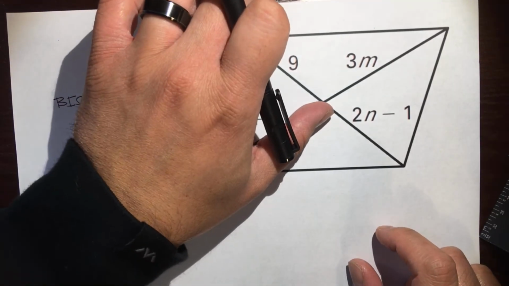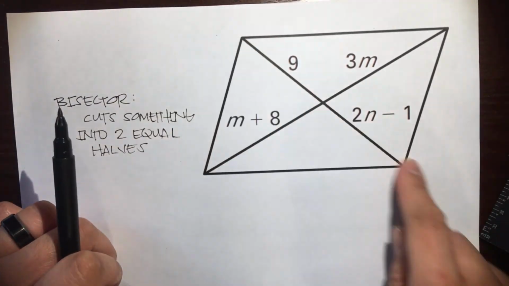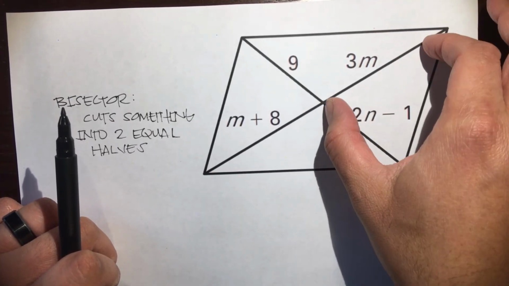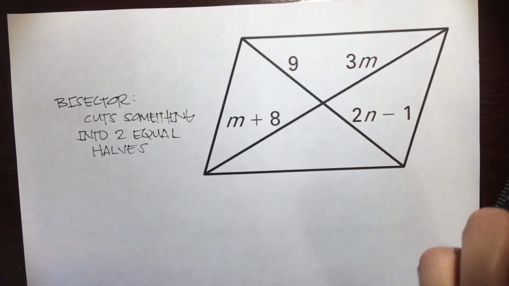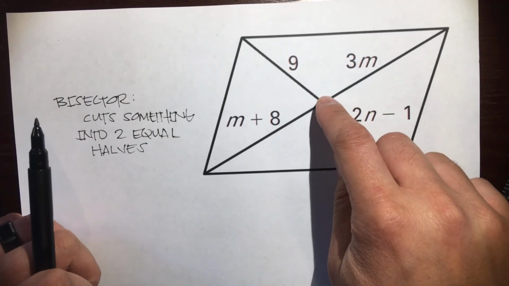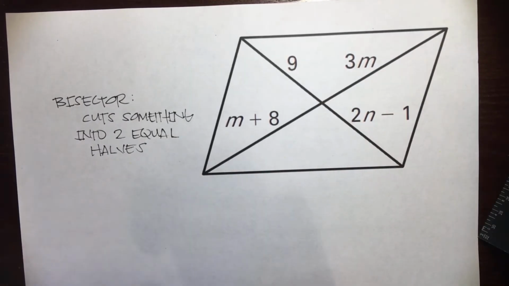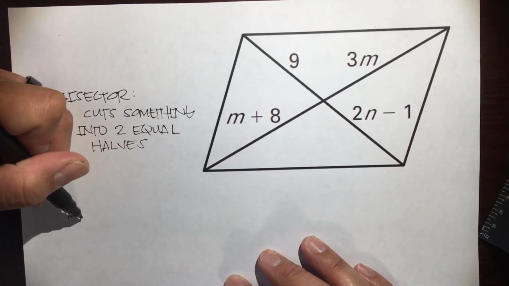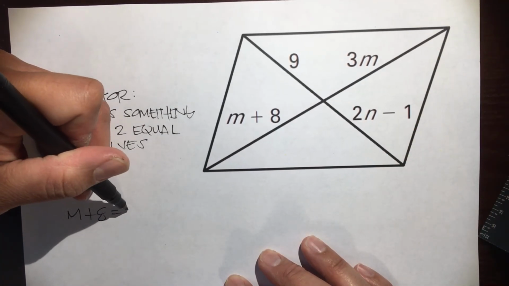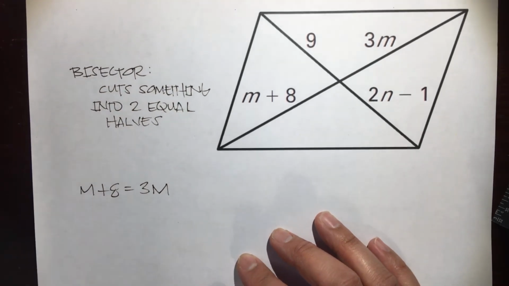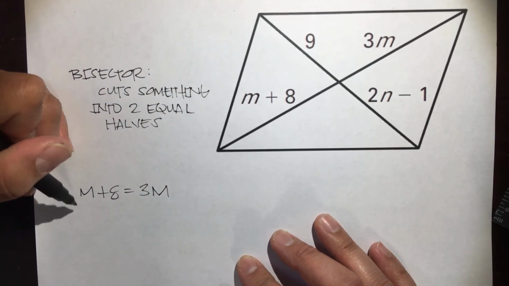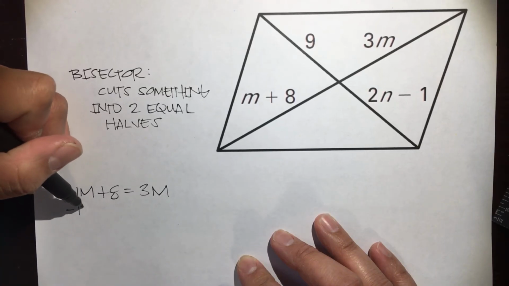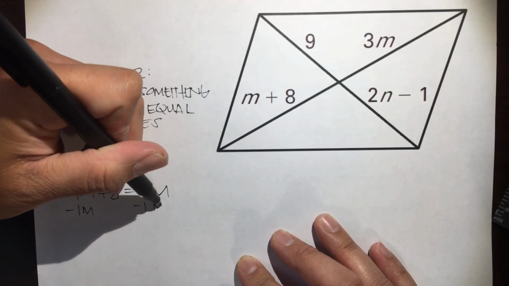So this half is equal to this half. And this diagonal cut this diagonal into two equal halves, so this half is equal to this half. And another vocabulary word, this is a midpoint to this entire line right there. So equal halves, this half is equal to this half. So I could write m plus 8 is equal to 3m. What's the invisible number in front of this m? 1. I want to get this 8 by itself, so I'm going to subtract 1m from both sides.